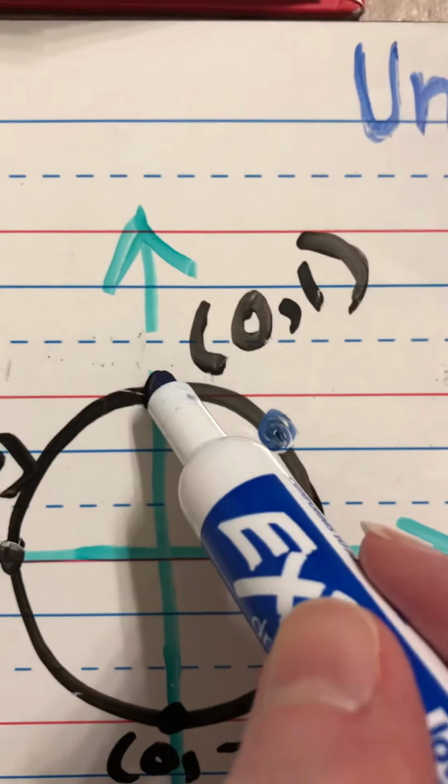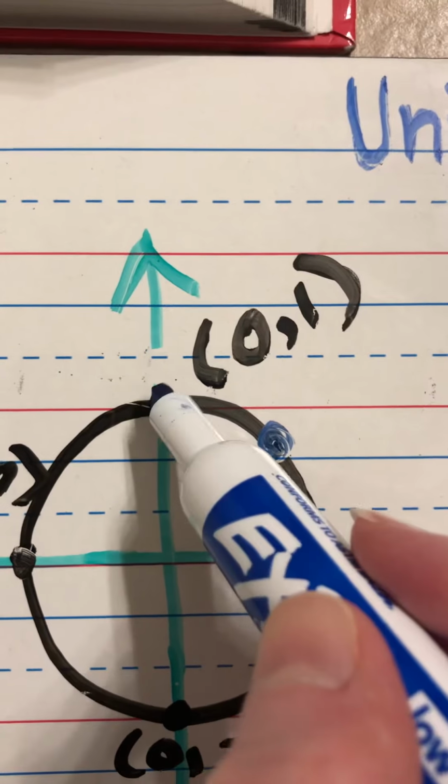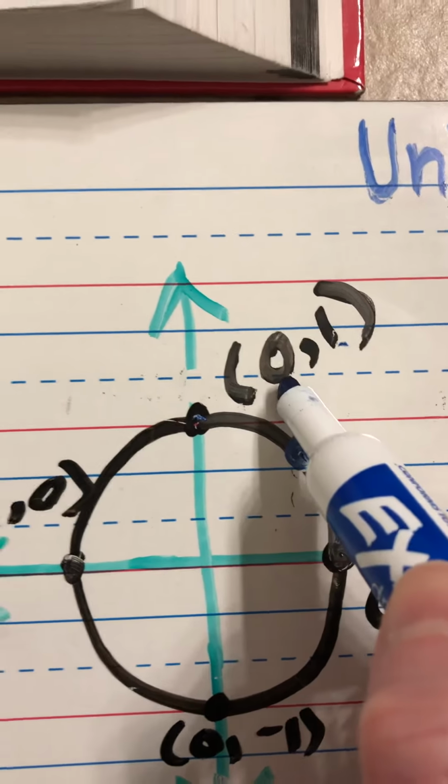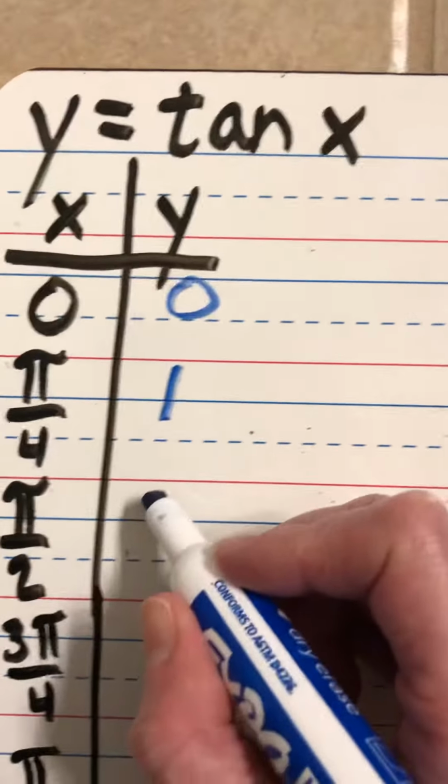Then pi over 2. Pi over 2 is the same as a 90-degree turn. It's right here. Y divided by x would be undefined.